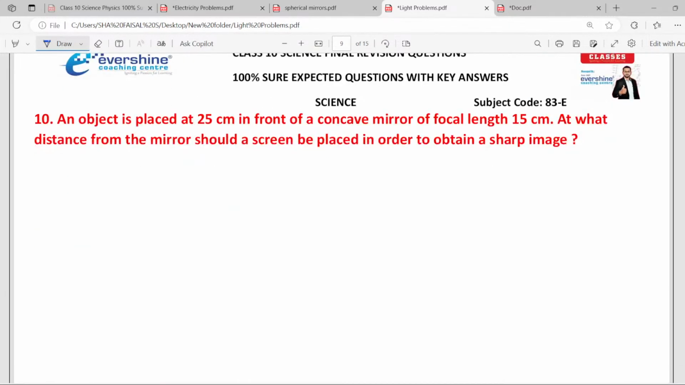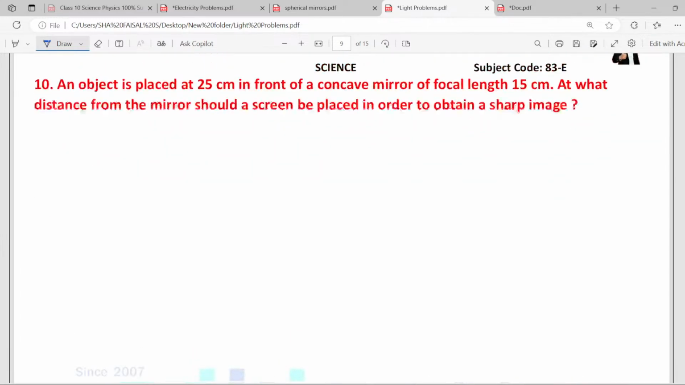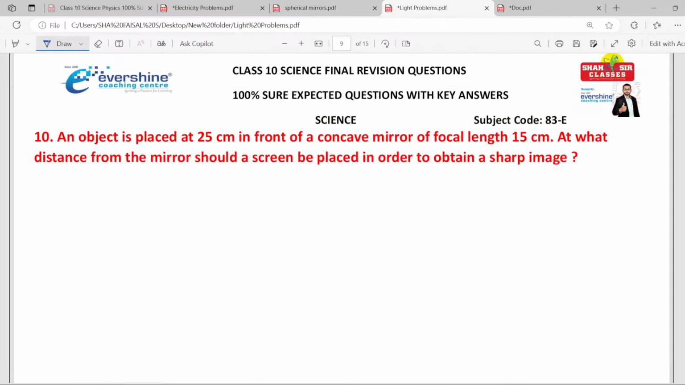Followed? Only a few problems are left. We are going to wind up this class. Observe here, the next question. An object is placed at 25 centimeter in front of a concave mirror of focal length 15 centimeter. At what distance from the mirror should a screen be placed in order to obtain a sharp image?